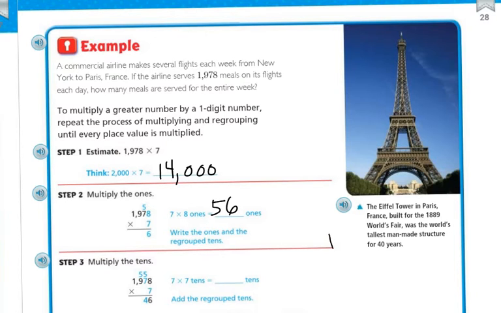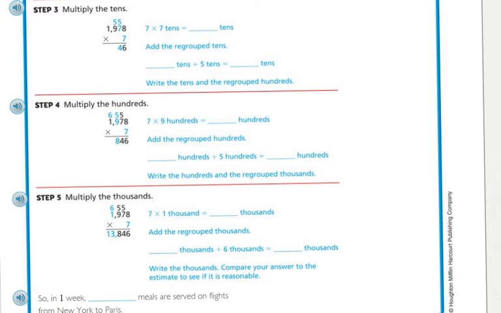Step 3, multiplying the tens. 7 times 7 tens is 49 tens. Add the regrouped tens, 49 tens, and 5 tens, and you get 56 tens.